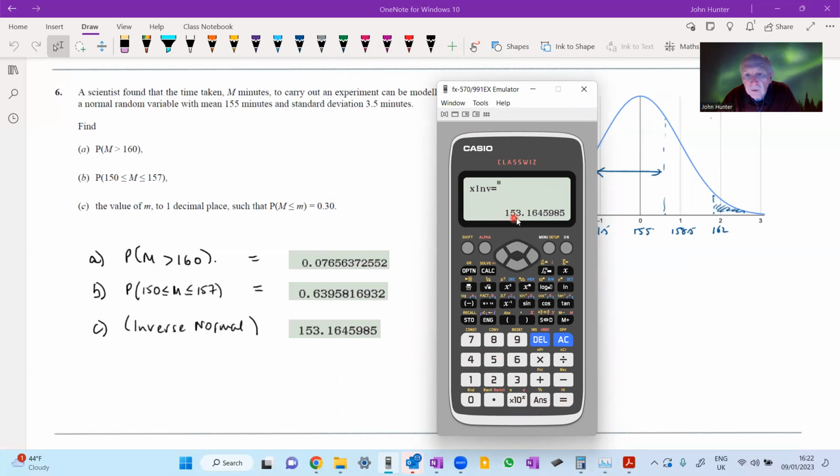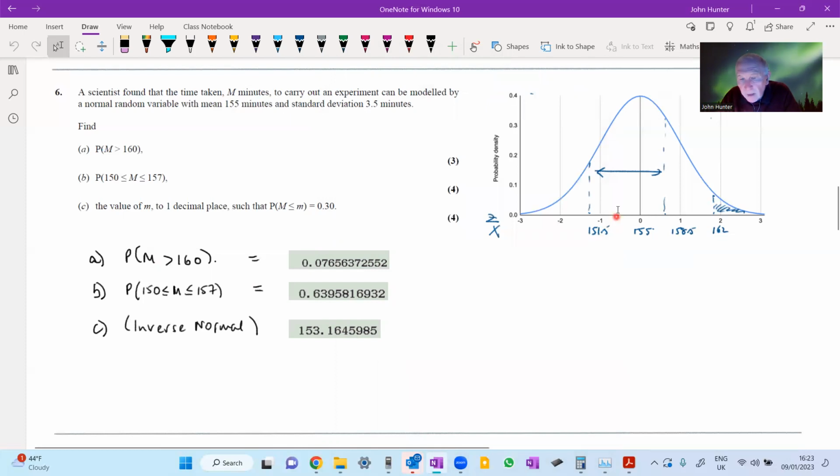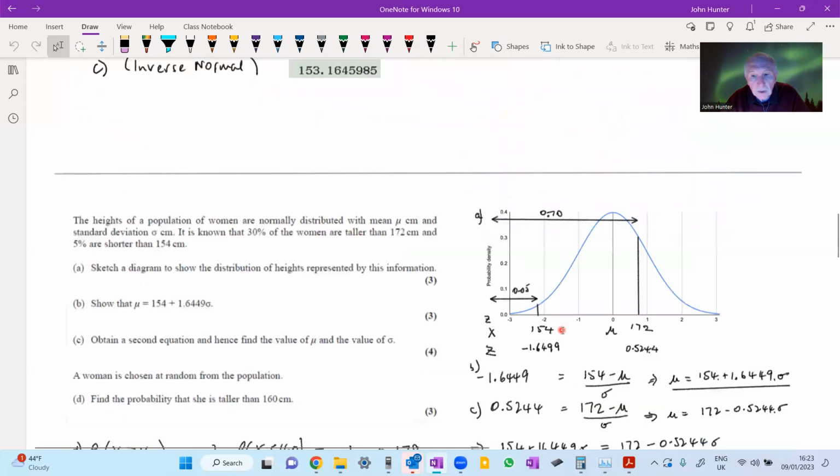That gives us 153.164 as we've got on there. So that is around about there, and it's saying the probability that falls below this value and under the curve, that's that way. If the value that we take is 153.16, all that stuff is 0.3 of the total area under the curve, and therefore 0.3 of the probability. So that's that one. We've used the inverse normal one.